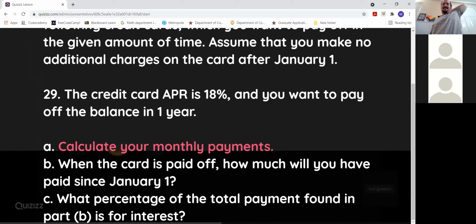So basically, they're asking the same three questions that they've been asking, is what it looks like. Calculate your monthly payments. And then after we calculate our monthly payments, they're basically going to ask us for the total that we paid. What's the total you paid since January 1st? That's the same thing. And then the last thing is what percentage of that was interest.